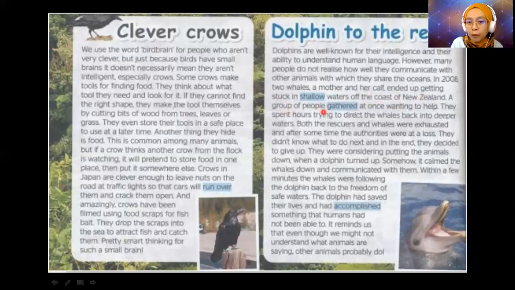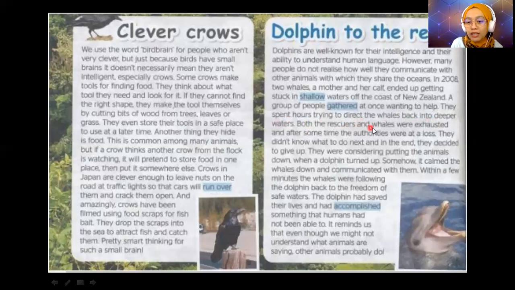A group of people gathered at once wanting to help. Okay, sekumpulan manusia gathered, berkumpul serta-merta untuk menolong lah. Mau menolong. They spent hours trying to direct the whales back into deeper waters. They spent hours, maksudnya manusia-manusia ni meluangkan berjam-jam, okay, cuba untuk direct ni maksudnya kita arahkan paus-paus tu masuk ke lautan yang dalam lagi lah, air yang lebih dalam.